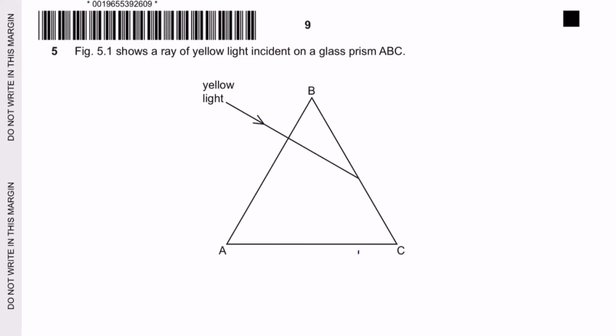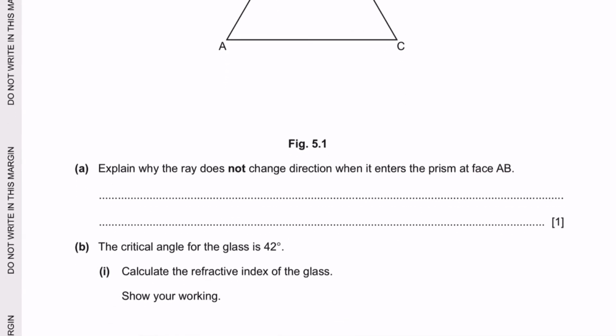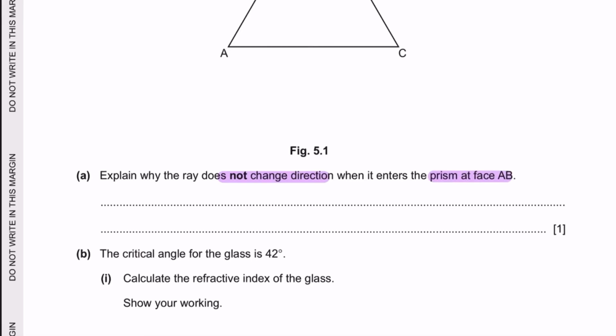Next, question 5. Figure 5.1 shows a ray of yellow light incident on a glass prism ABC. Okay, question A. Explain why the ray does not change direction when it enters the prism at face AB.